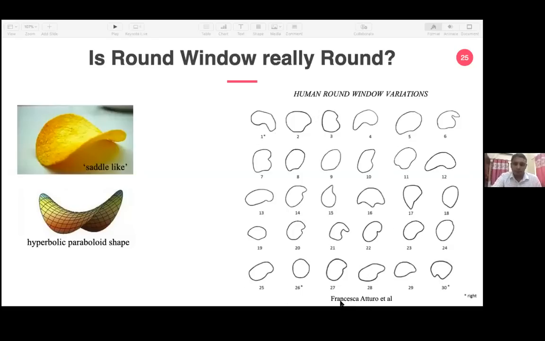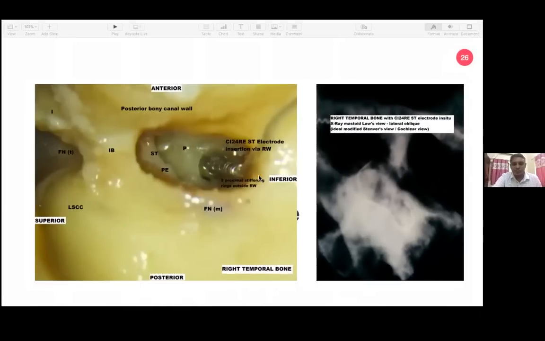This is from Francesco Attura. He has described 30 different varieties of round window membranes. Whatever the shape, one has to expose the round window membrane in its full face and then go ahead with the round window cochlear implant electrode insertion like this.